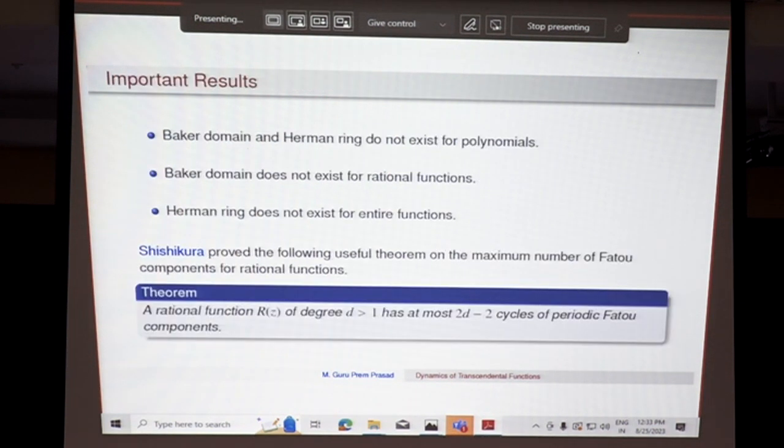There also it is proved that for polynomials, the last, Baker domain and Herman rings, do not exist. For rational functions, Baker domain does not exist; Herman ring exists, not for the entire functions, etc. These are the results about the Fatou components for polynomials and rational functions, etc.